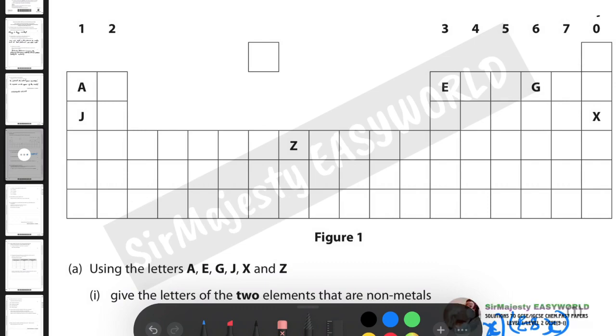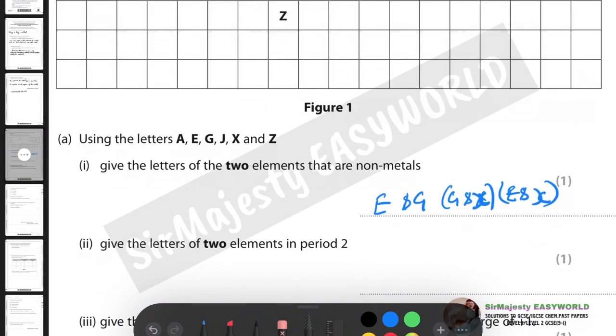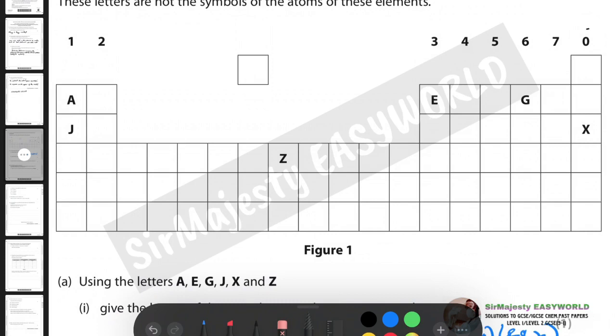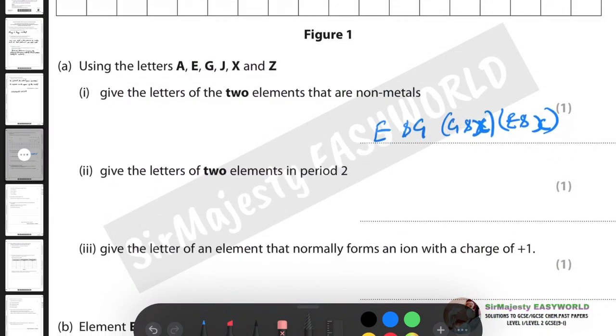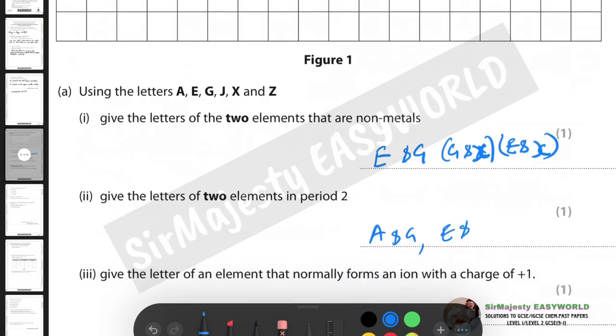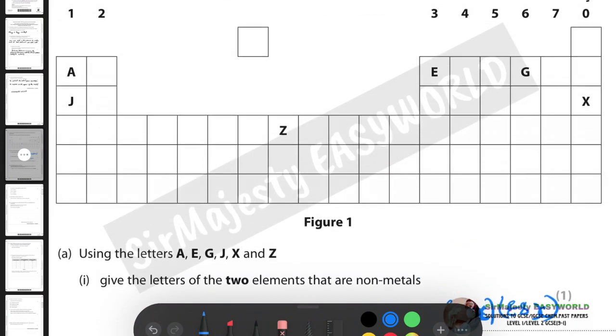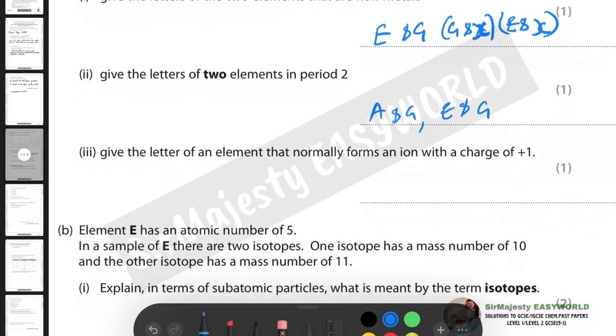Like I said earlier, they are now asking us for elements in period 2. If you look, there are 3 elements in period 2, which are elements A, E, and G. So you can use any of them. You can say the element A and G, or you say E and G. They are all in period 2. That's it. Then we move on.